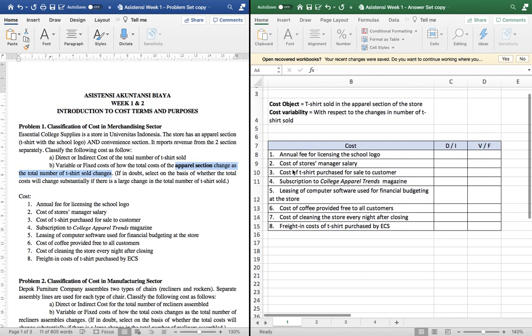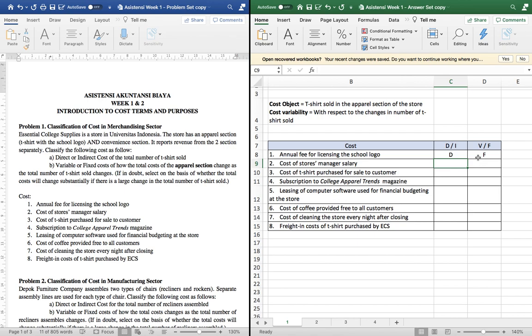Okay, and so for the first cost, annual fee for licensing the school logo. First, we classify it as direct or indirect. We can say that it is direct. Why? Because in the case, it is said that the apparel section sells the t-shirt with the school logo, and it doesn't mention that the school logo is also used for the convenience section. So we can say that the school logo licensing cost is only for the apparel section of the store. Thus, we can say that it is direct cost in regards to the number of t-shirts sold. And it is also fixed cost because we don't necessarily pay higher annual fee when we increase the number of t-shirts sold. So it is direct and also fixed cost.